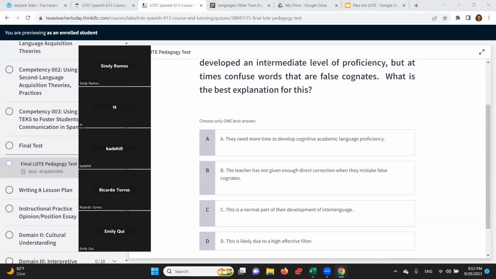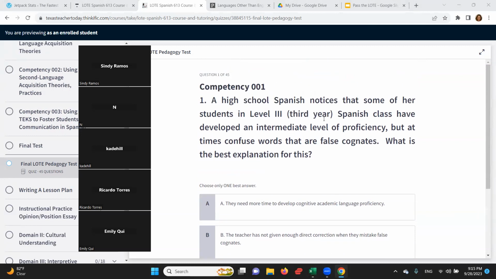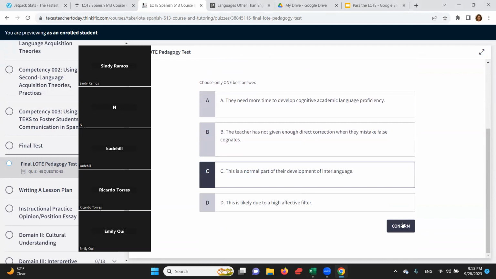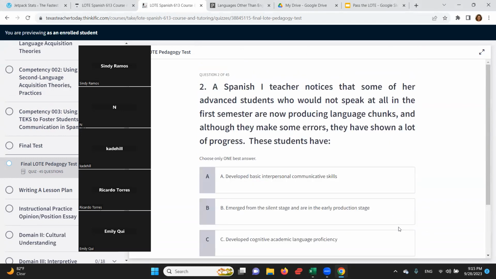Good. That's right. Yeah, it's a part of their interlanguage development, right? So they're making mistakes. So when they do things like that, you want to use indirect correction, right? You want to model correct usage. So let's look at a couple more.